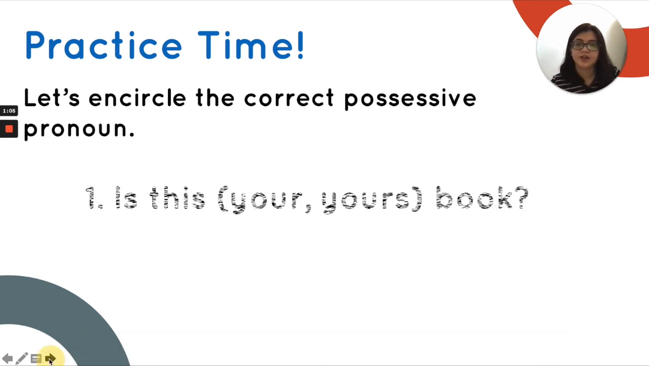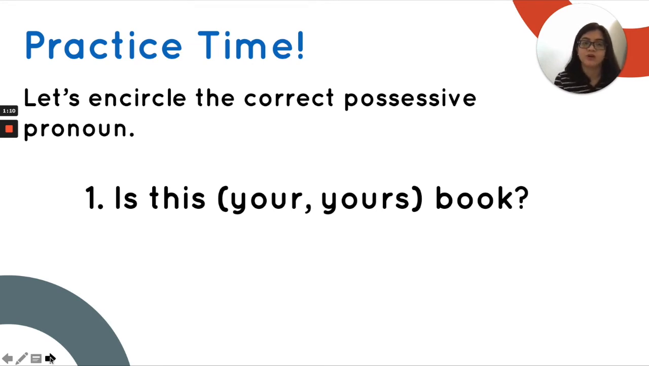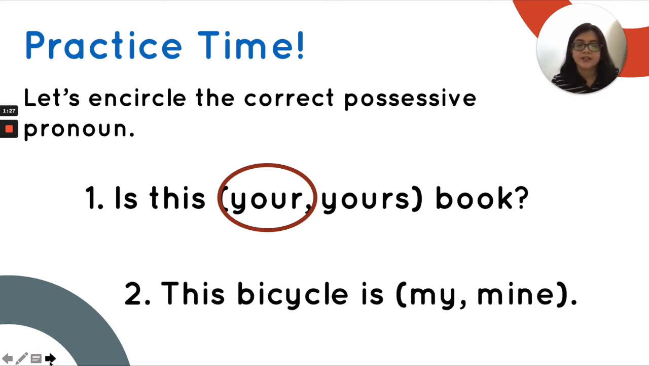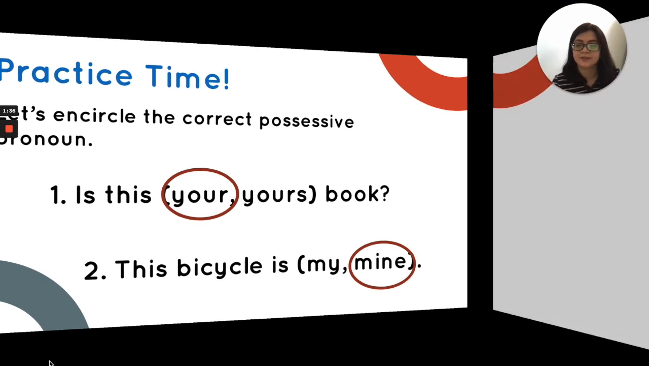Let's encircle the correct possessive pronoun. So is this your or yours book? Which is the correct one? Okay, so the correct answer here is your. Is this your book? Okay, it's found before the noun it owns. This bicycle is my or mine? So the correct answer is mine because it's after the linking verb is.